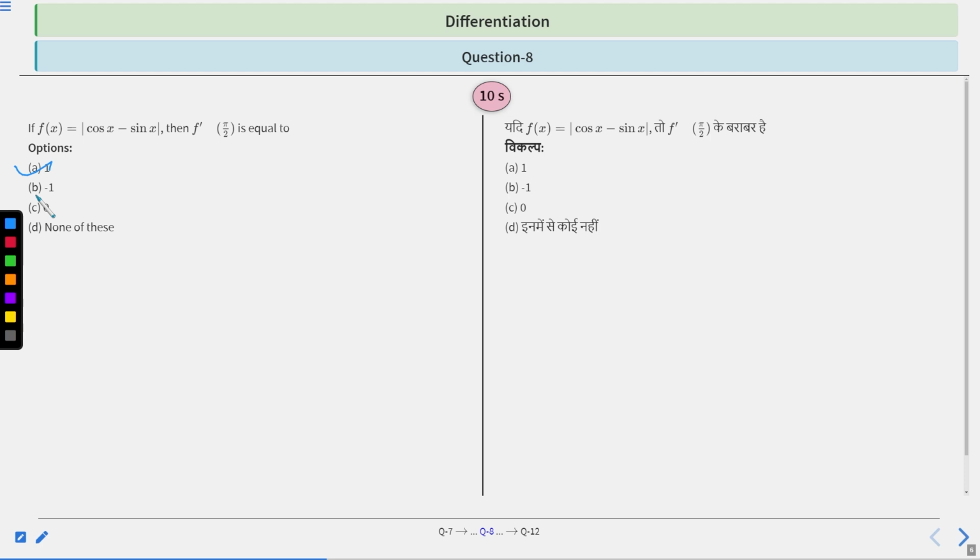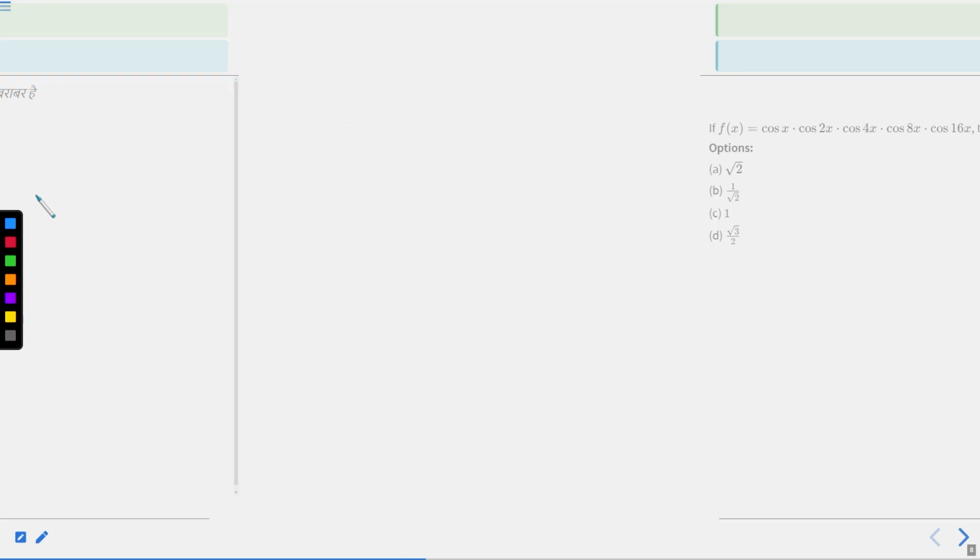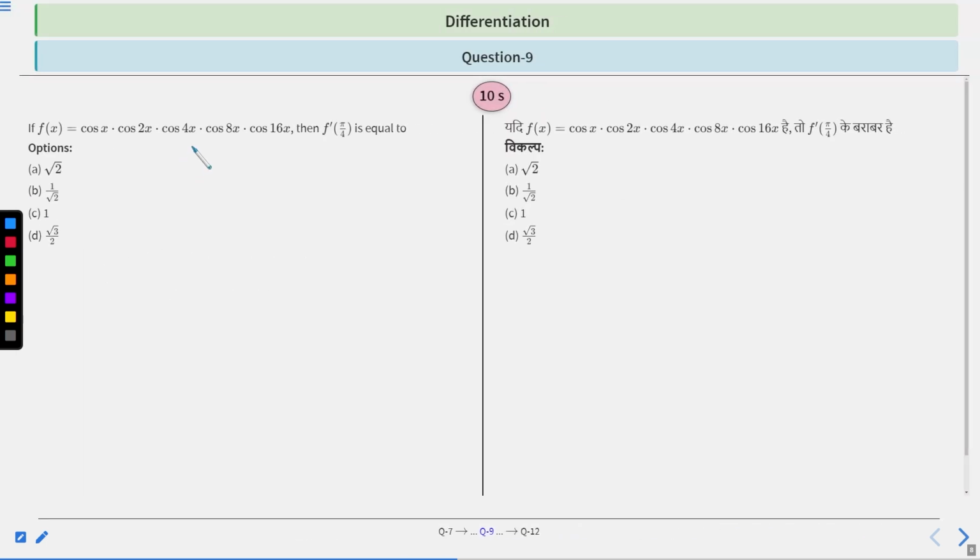Question number 9, which says that if fx is equal to cos x into cos 2x into cos 4x into cos 8x into cos 16x, then f dash pi by 4 is equal to. See, the hint of this function is, see, these things are in multiplication. So if you want to apply product rule, then it will be a very complicated question, right?